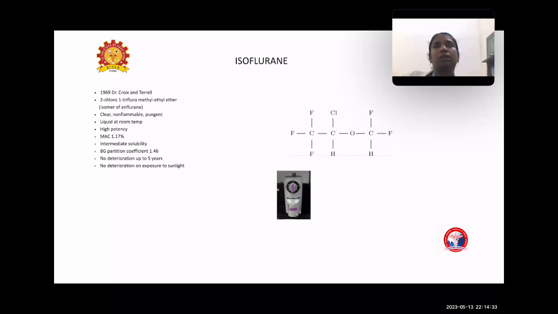Then the next one is isoflurane. Isoflurane has 2-chloro, 1-trifluoromethyl ethyl ether. It is an isomer of enflurane. It was discovered in the year 1969 by Dr. Fox.